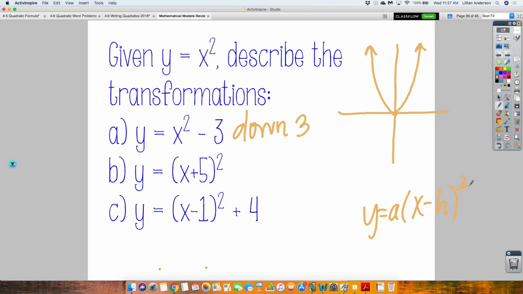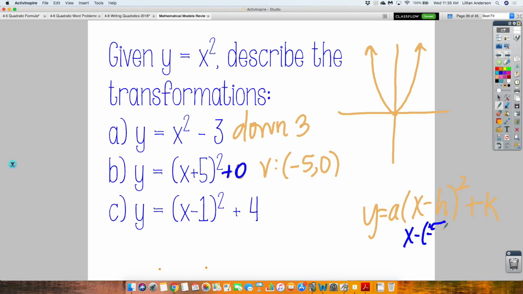What's the h here? No, it's not 5. It's not 1. What is vertex form? I wrote it down on the last slide. Vertex form is y equals a(x minus h) squared plus k. If I look at that, what value did I have to plug in for h so that I got x plus 5? -5. So what's my vertex? -5, 0. Because what's k? There's nothing there. 0. Okay?